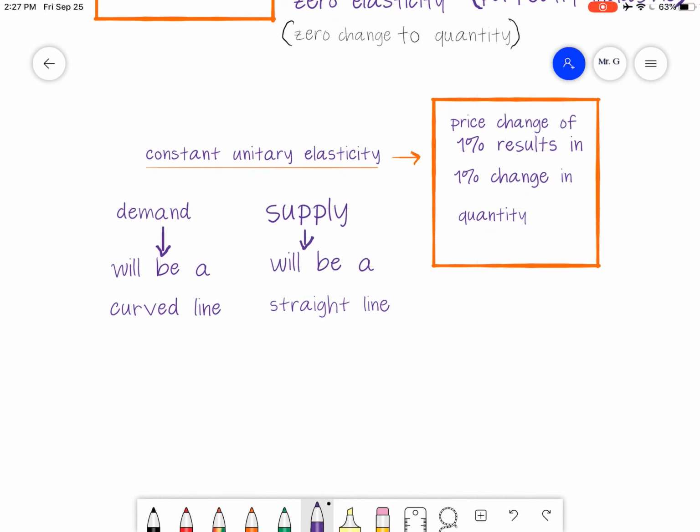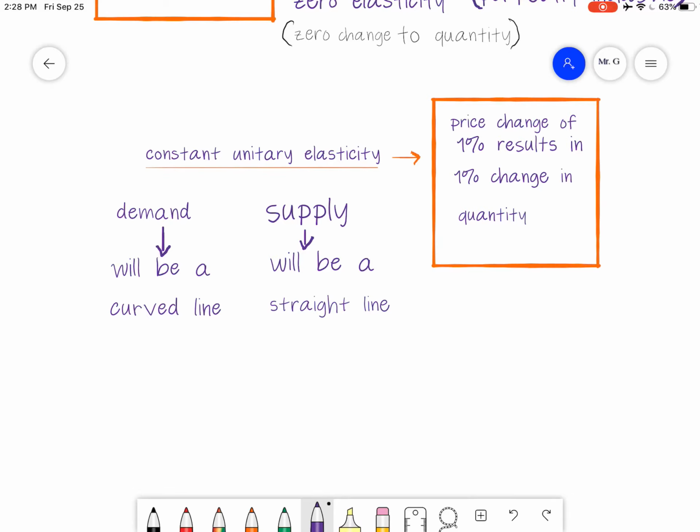Then we have constant unitary elasticity. That is where a price change of 1% results in a 1% change in quantity. For supply, that would be a 1% increase in price leading to a 1% increase in quantity. For demand, a 1% increase in price would result in a 1% decrease in quantity. But otherwise, it would be an equal percentage change. For demand, you will get a curved line when you actually draw this, and for supply, it will work out to be a straight line.